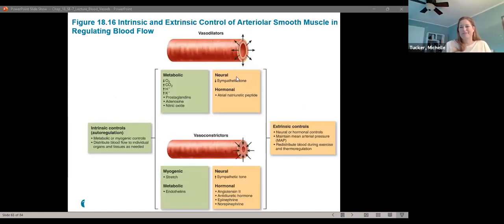Okay. So again, we're back to this nice little diagram. I like it when it puts everything together and it's not too busy. So for intrinsic, we have metabolic, which is actually leading right into your question and showing that metabolic stimuli tend to vasodilate, and myogenic tend to cause vasoconstriction. So this is exactly answering what you're asking.